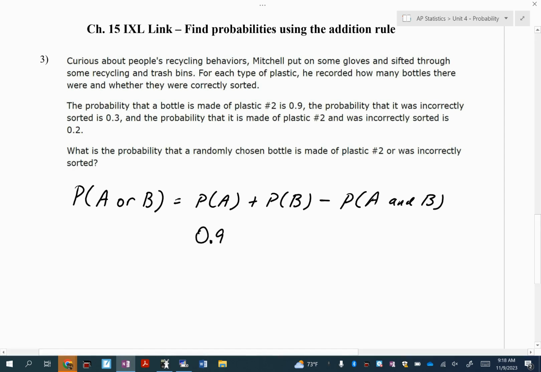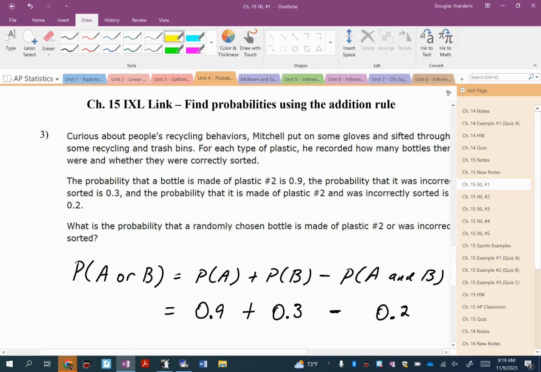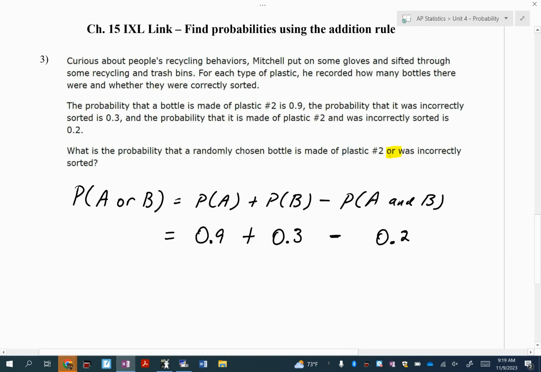Is everyone okay with that? Plus, the probability that it was incorrectly sorted is 0.3. That is my event B. So I'm going to put 0.3 where it says probability of event B. Okay? The probability that it is made of plastic number 2 and was incorrectly sorted is 0.2. So that's going to go where it says and. So in this case, I'm solving for A or B, right? Do you see the word or in the problem? So I'm solving for this one.